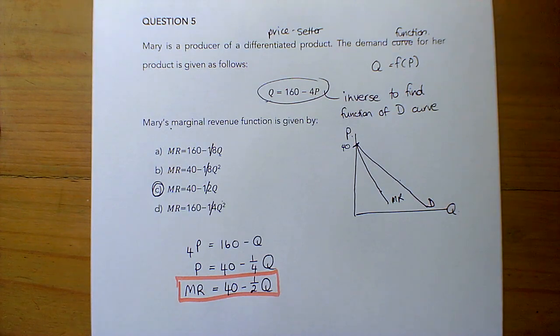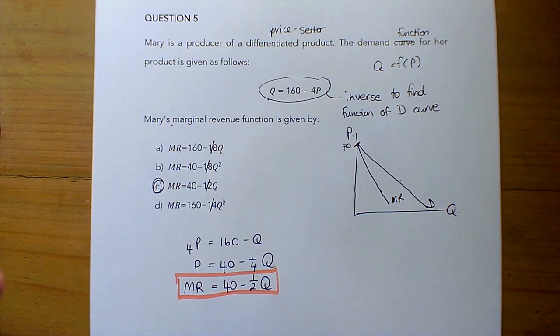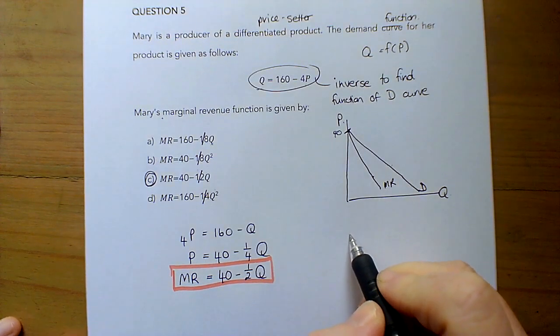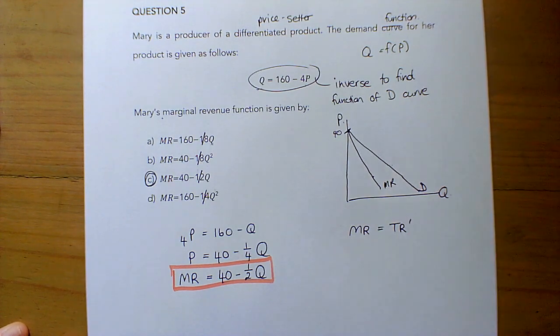So one of the common mistakes that students might make in this question, and if you do this question this way, you'll see that there are no answers here that match what you end up with, is the following. MR is the first derivative of total revenue. That's something that I think we all accept very readily.